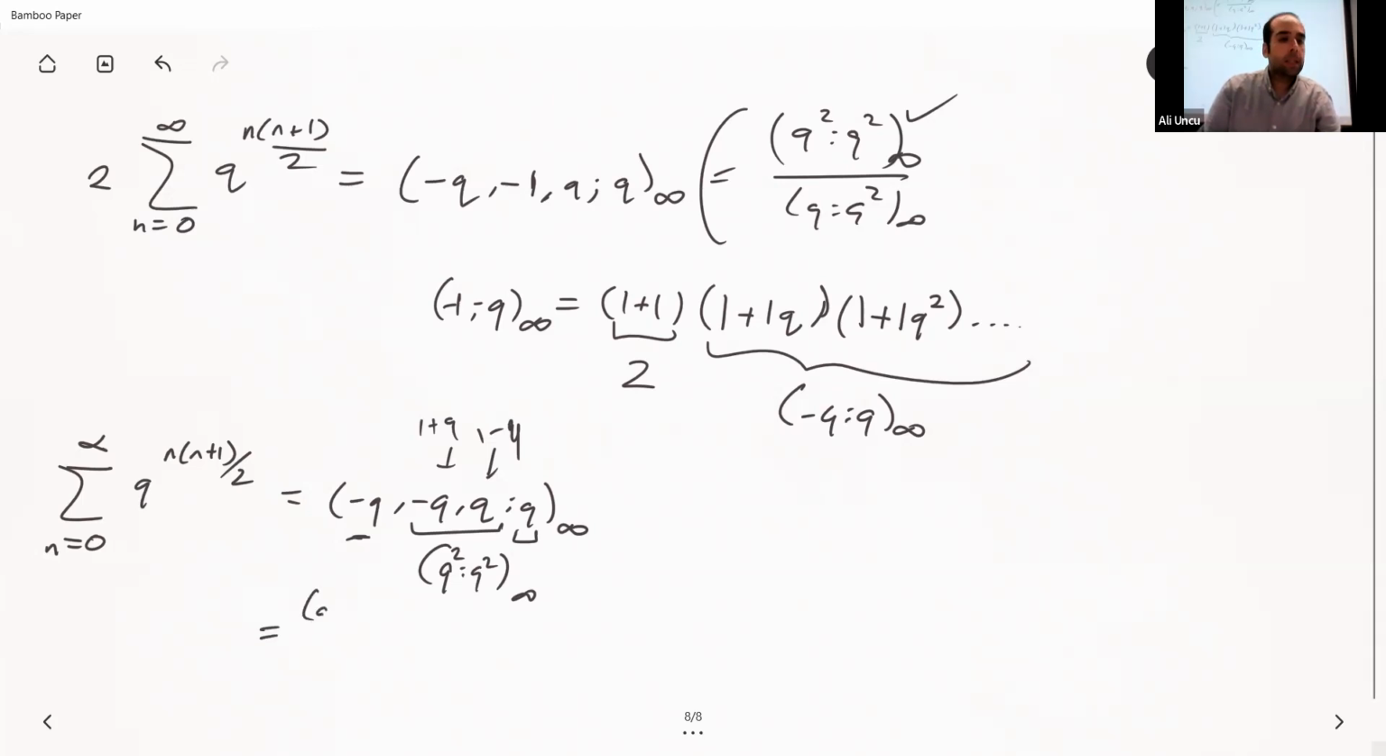What did Euler's theorem say? Euler's theorem said the number of partitions into distinct parts is the same as the number of partitions into odd parts, and the generating function for the partitions into odd parts is 1 over (q^2; q^2)_infinity. That's not the only way. You can multiply top and bottom with (q; q)_infinity again, and then do the tricks. Oh yeah, so we have this one too.